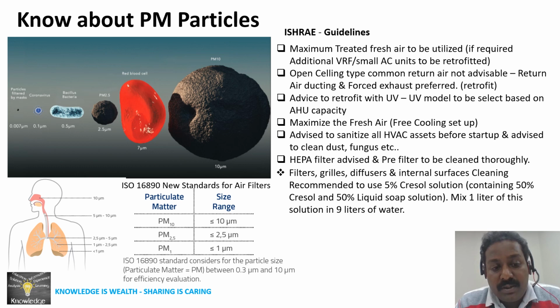And ISO 16890 is the new standard for air filters. Earlier we used to say 10 micron, 1 micron, but that has moved to PM particles. So PM10 means 10 micron, PM2.5 is 2.5 micron, and PM1 is less than 1 micron particles. So particle size is now expressed in PM particles.